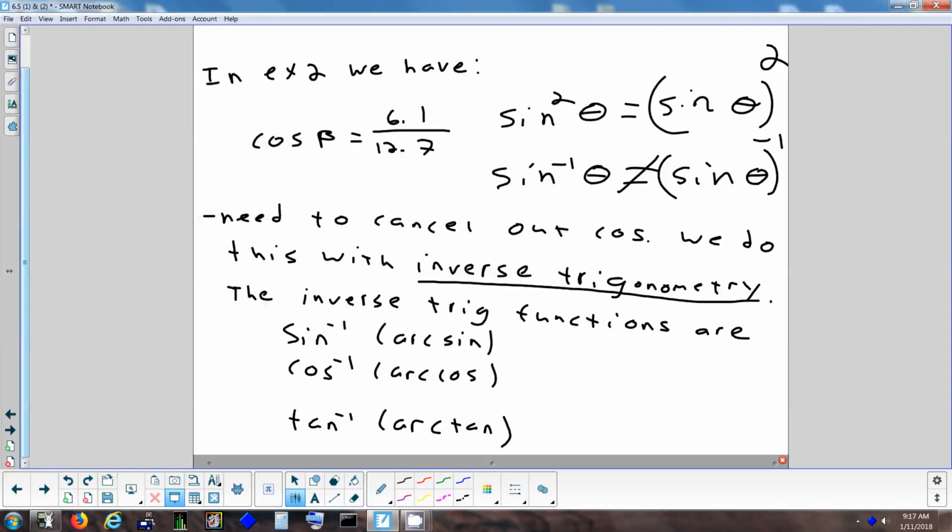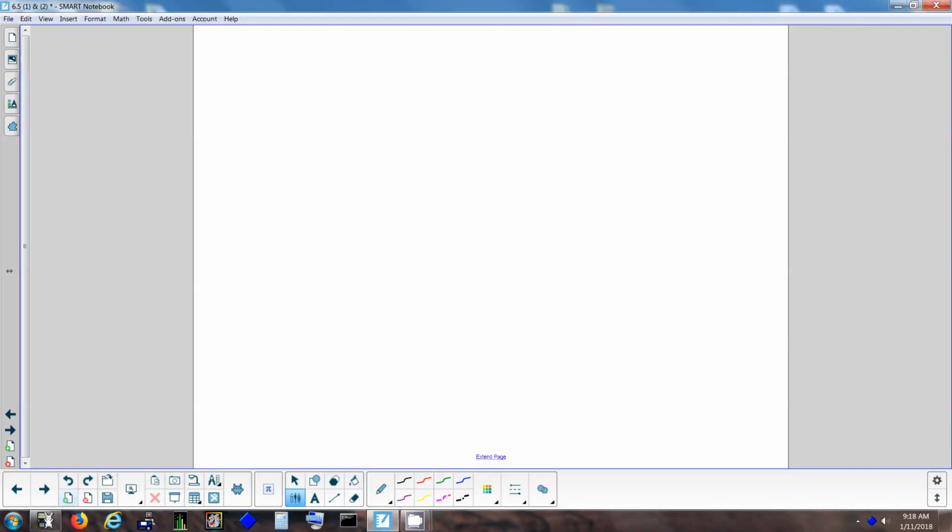Okay. So when you do operations with these, you do not add, subtract, multiply, or divide. Just like if I had that, if I asked you how to solve that, you don't say add, subtract, multiply, or divide. That is not the right verb to use.